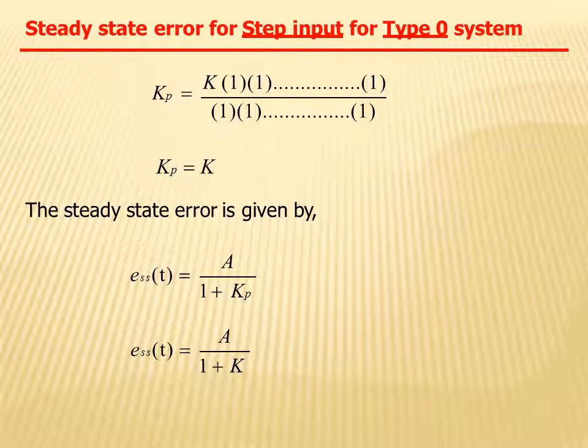The steady state error is given by ESS(t) is equal to A divided by 1 + Kp. Here the suffix SS denotes the steady state. So in this type 0 system for step input we got Kp is equal to K. So replace the Kp with K. So we will get the steady state error for step input for type 0 system as A upon 1 + K.